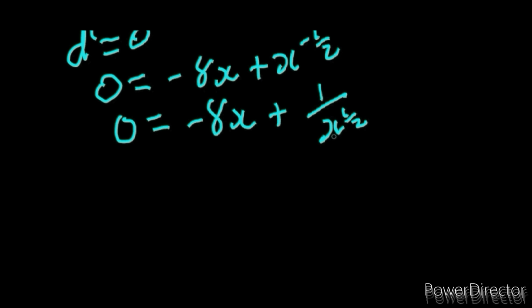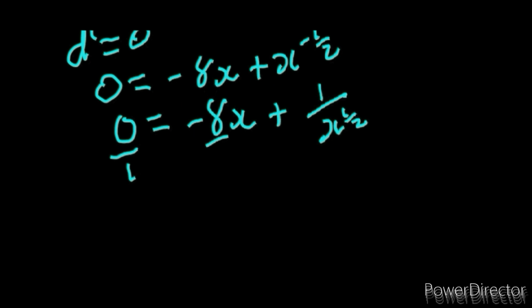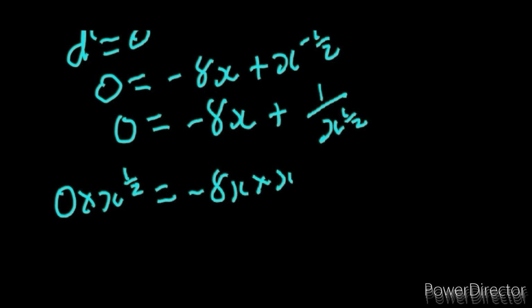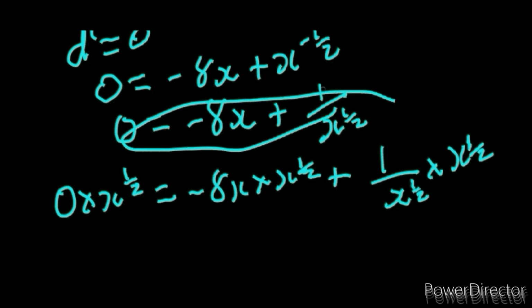So how do we get rid of a fraction? To get rid of a fraction when we're solving for x, we multiply everything by the LCD. Notice that this is over 1, this is over 1. So when you look at the denominator, the LCD is just x to the power of half. So we have to multiply everything by x to the power of half. So I'm going to say 0 times x to the power of half is equal to negative 8x times x to the power of half. And then from here I have plus 1 over x to the power of half times x to the power of half. I'm just multiplying everything by x to the power of half.